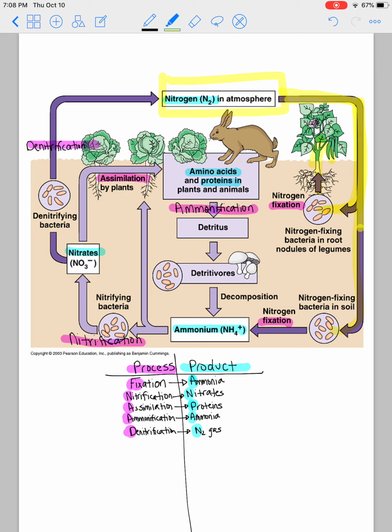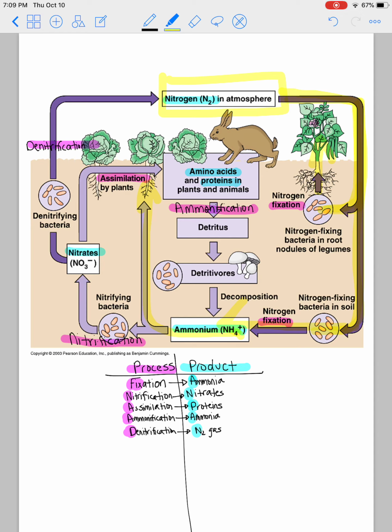Another fixation is just plain old bacteria in the soil. And that bacteria in the soil does the same process. It takes the nitrogen and it converts it into something that's accessible, that's organic, such as this ammonia right here. That ammonia, now that you have that produced from your fixation, can go two different ways. So plants can take up that ammonia, and that's fertilizer, and they'll use that to assimilate.